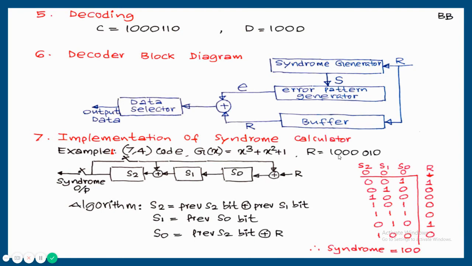Again, this answer can be verified using the division method. The division method is like this. S of x is equal to remainder of R of x by G of x. Just do the division and verify whether we are getting the same answer or not. In the previous slide we got that answer. Remainder was x square. The same remainder we got here, that is 100, that is x square. This is not the complete implementation, it's only the syndrome calculator, only this block.